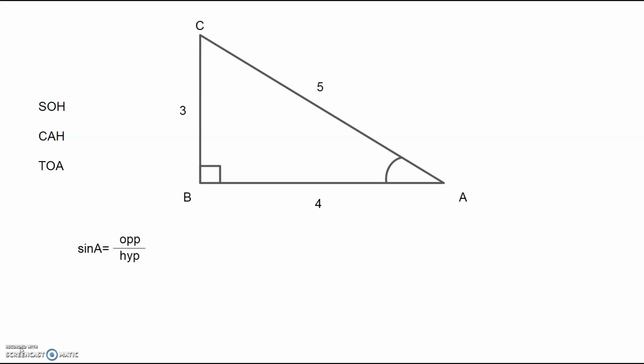SOH stands for sine equals opposite over hypotenuse. CAH stands for cosine equals adjacent over hypotenuse. And TOA stands for tangent equals opposite over adjacent.